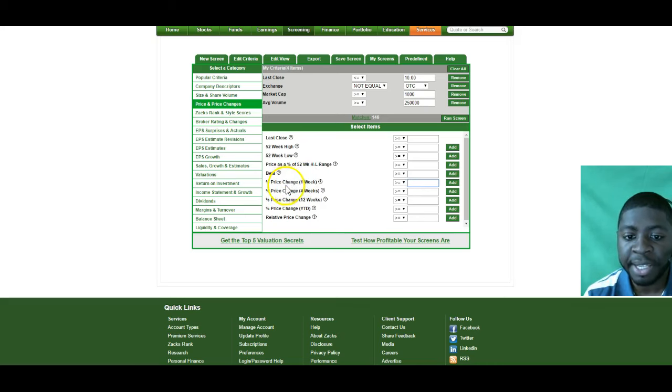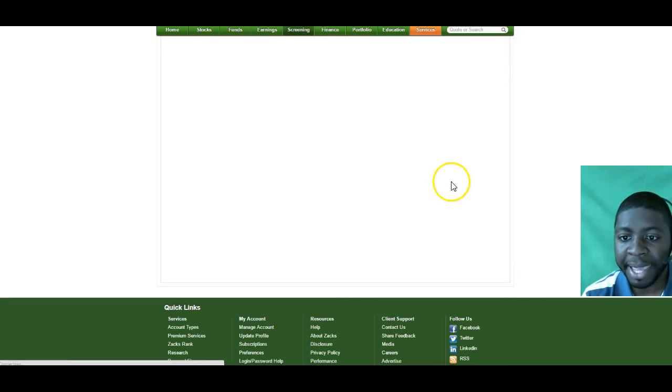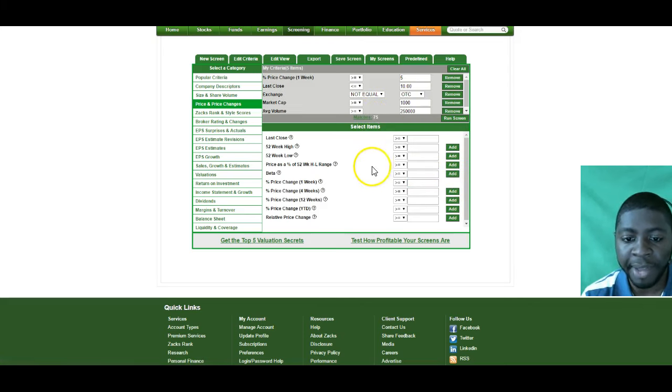So percentage price change in a week, I'm going to set this for 5. So I'm looking for stocks that have a greater percentage change of 5% over the last week. All right, so I'm going to add that. Boom, we're down to 75 now.